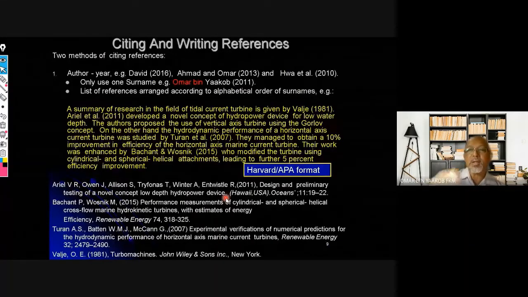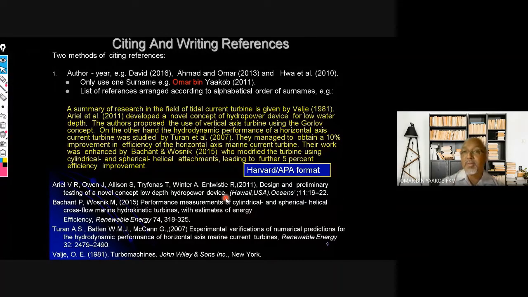He's using author-year. That's no problem. So in your assignments as well, you can use either way. I don't have any preference. We don't have any preference in terms of how you cite your reference.